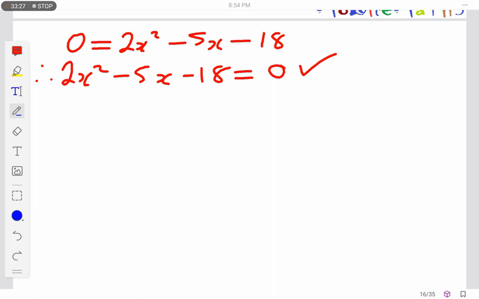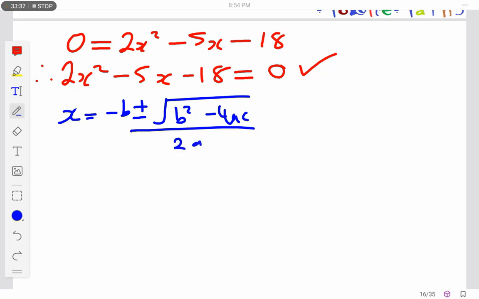Our formula is x equals minus b plus or minus the square root of b squared minus 4ac, all over 2a, like that. So this is my a, this is my b, this is my c. When my b is a minus, it means I'll just have it as a positive. But anyway, let's do it step by step so that you see what I'm talking about.